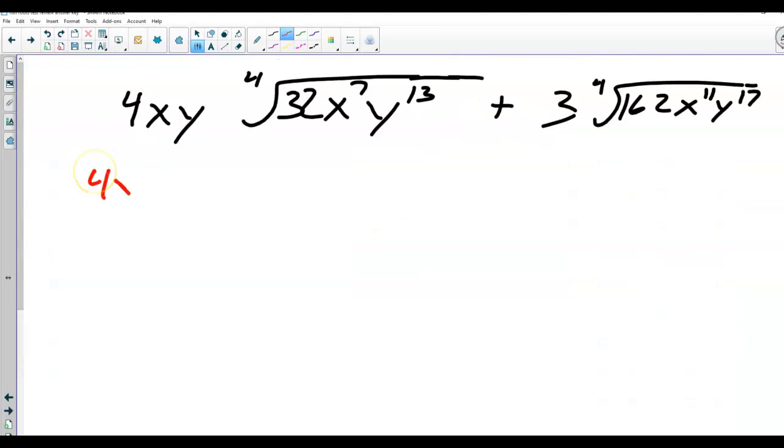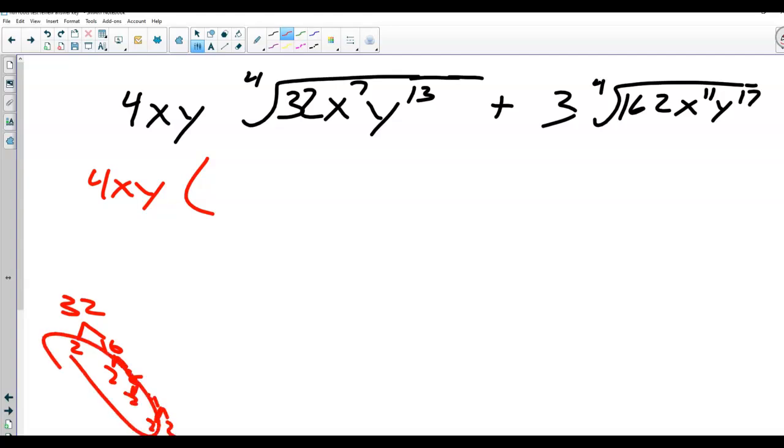Okay. So we have our 4xy. I've got to simplify in the radical. So I'll put it down here. 32, 2 and 16, 2 and 8, 2 and 4, 2 and 2. We have 4 2's. And the 4th root of 2. 7 divided by 4. 1, remainder 3. 13 divided by 4. 3, remainder 1.